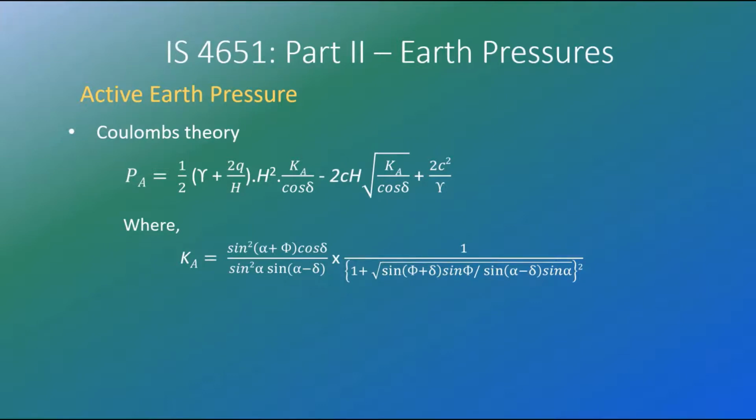Rankine was a 19th century Scottish mechanical engineer. As per his theory, the friction component between wall and backfill is absent. So between these two theories, Rankine theory gives higher coefficient values and is more conservative. However, this code, that is IS 4651, has adopted Coulomb's theory for earth pressure calculation.